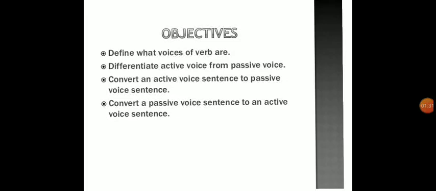When a sentence is written, it can either be written in active voice or in passive voice. Active voice is used when the subject performs the action stated by the verb. For example, Tom changed the flat tire. And passive voice is used when the subject is acted upon by the verb.